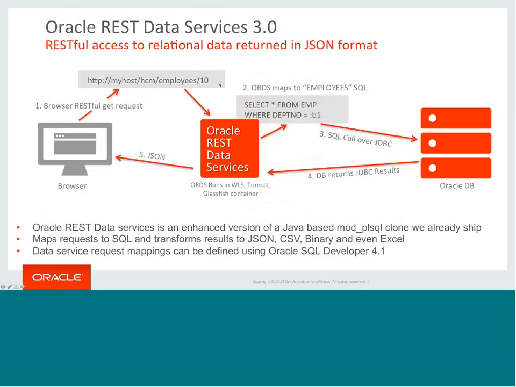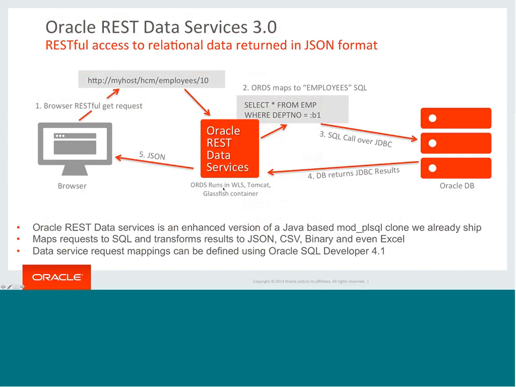So here's just a more explicit example. For the employees, we define the 10 to be a bind variable. We select from the emp table where the department number is 10, and we return that out.